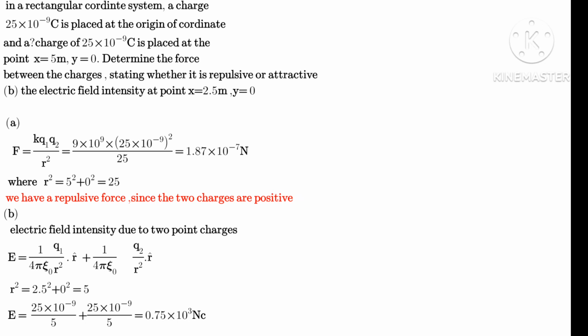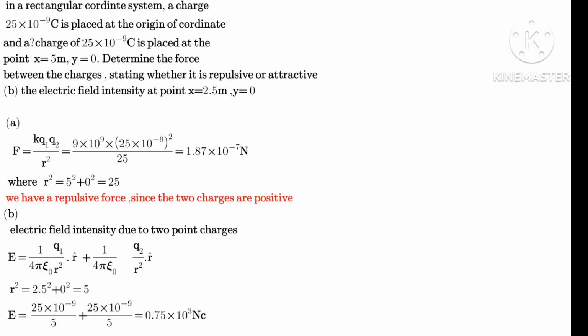Now, since this is a coordinate system and we have the x-axis and y-axis, what we need to do is find the resultant of the distance. We take the resultant of the distance, that's 5 squared plus 0 squared, which is 25, and that is going to be the distance between the two charges. So that is that for the force.